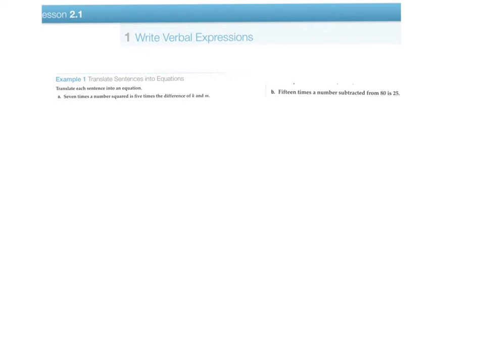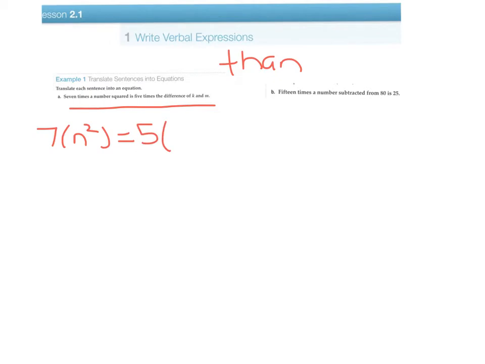To translate words into an equation, we want to translate exactly what we see, except when we see the word "than." When we see the word "than," we're going to flip it. So let's say we don't see the word "than" in this problem, so we're just going to write exactly what we see. So 7 times, and I'm going to use parentheses, a number squared is equals 5 times the difference of k and m.